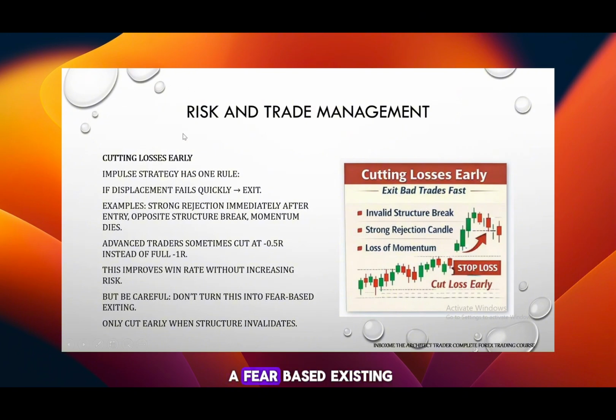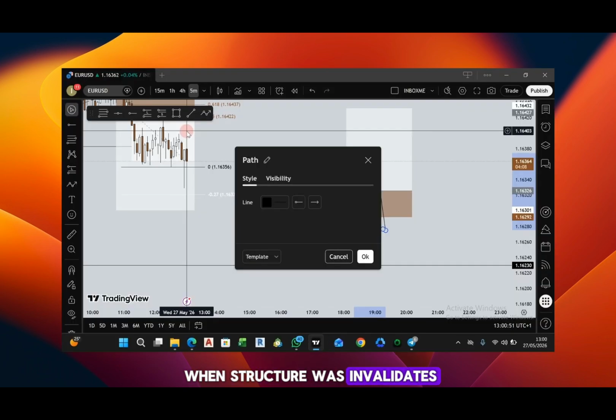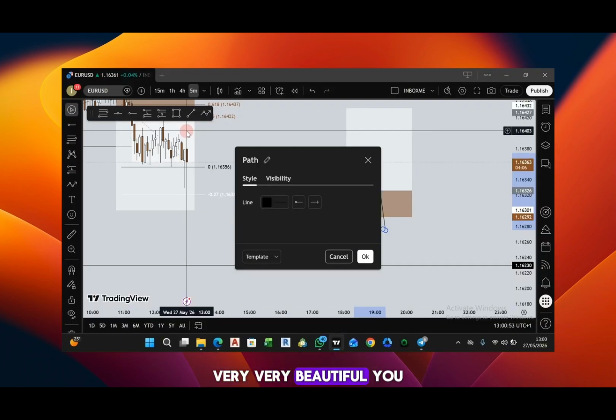But be careful. Don't turn this into fear-based exiting. Like I said, you need to be sharp. So only cut early when structure invalidates. Now, I said structure is very, very, very beautiful. You want to pay very, very good attention to it.